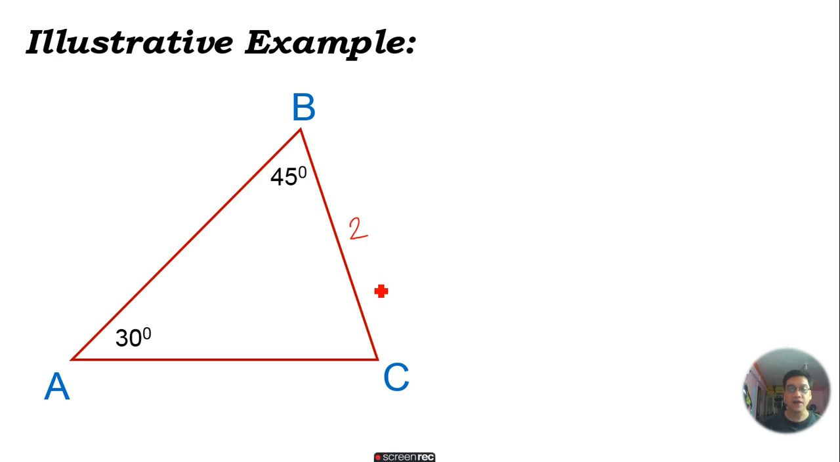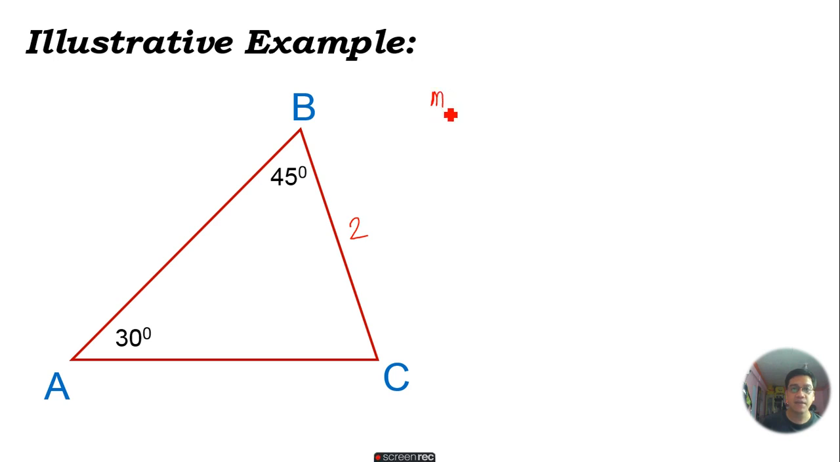Now, we are required to find the measure of angle C and also the remaining sides. Okay, so what are we going to do? The first thing that we're going to do, it's very easy to solve for the missing angle because we are given two angles already. So we know for a fact that the sum of the angles of a triangle is 180 degrees. So let's begin with solving for angle C.